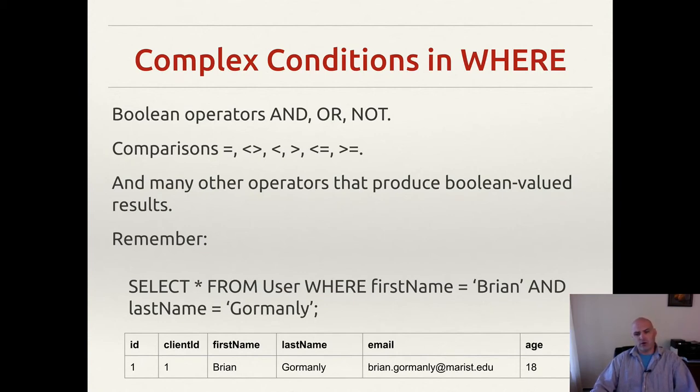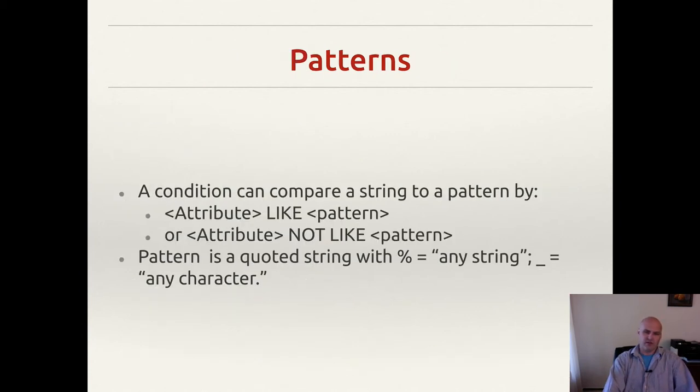So we also now can use these. Here's an example down here. Select star from user where first name equals Brian and last name equals Gorman. I guess that's the same example I had before. Sorry about that. So that's just using that as a reminder of what we did. There's more ways that we can use in the where clause to limit the amount of tuples we get in. There's patterns. We're going to use LIKE a lot later.